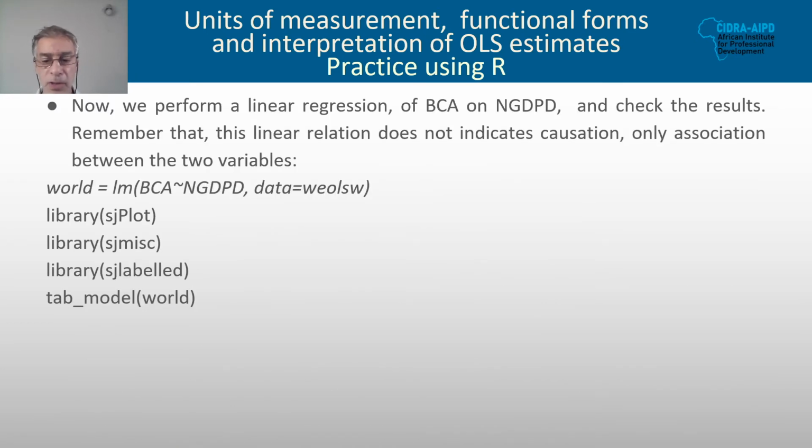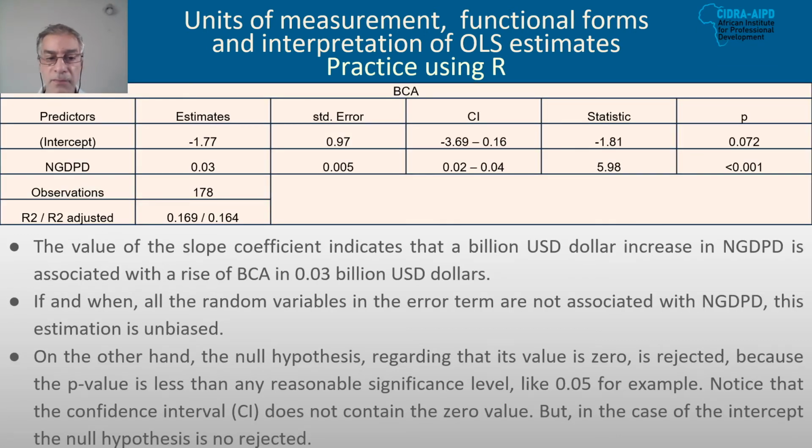Then we run the linear regression model. We just name the model. In this case, I name it wall and call lm. That is the command that you use in R in order to do a linear regression. Just call the dependent variable BCA. Just call the independent variable NGDPD. That is the GDP. And just call the data. Then call another library, sjPlot, in order to present the results in a clearer way. And we have the first estimate here in this table.